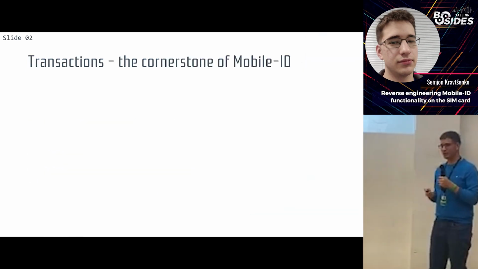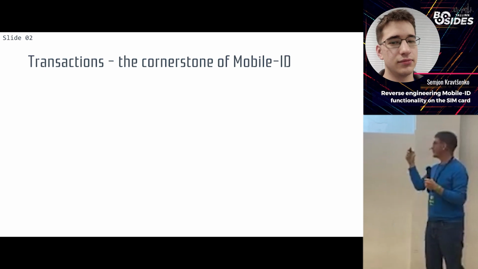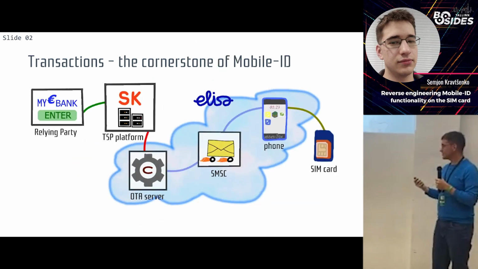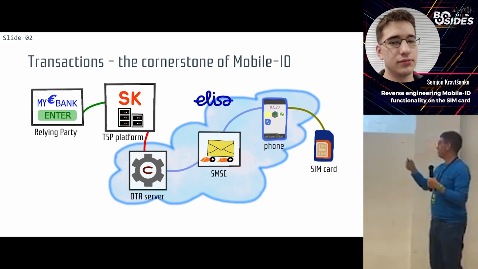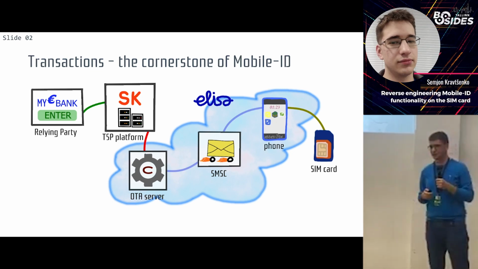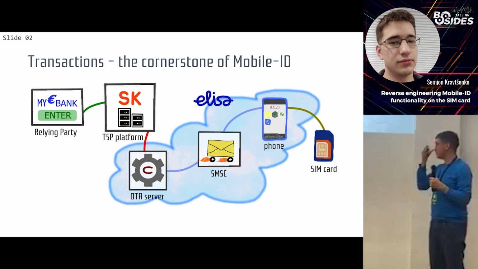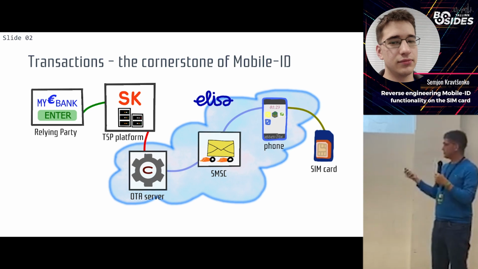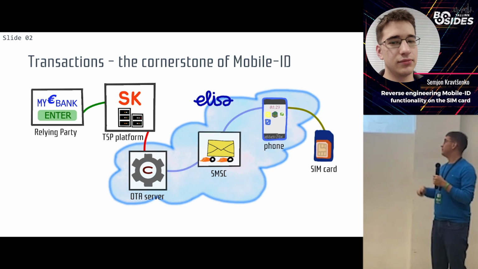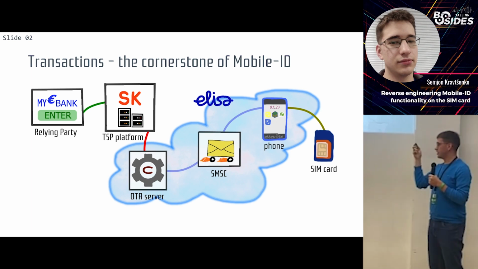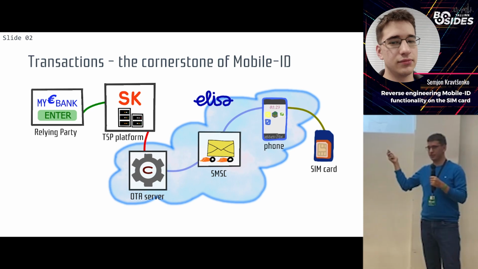So, how the transaction actually works. It all starts when supposedly the user wants to make a transaction, connects to the relying party, and expresses that they want to do a transaction. The relying party then calculates the hash, it creates a description of the transaction, and connects to the mobile ID backend and sends this information to the backend.